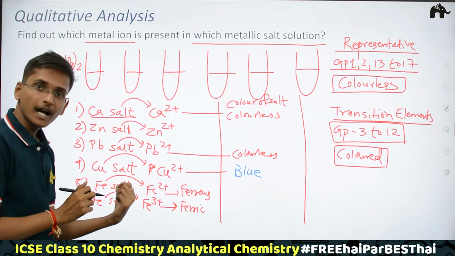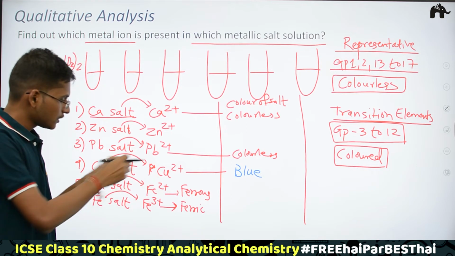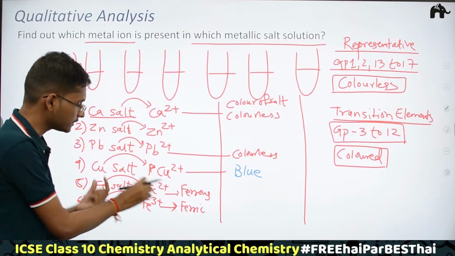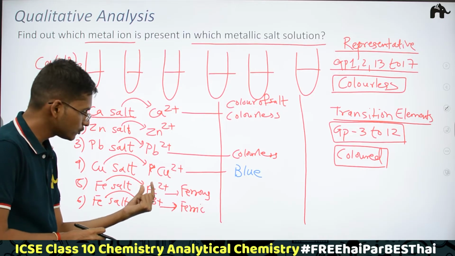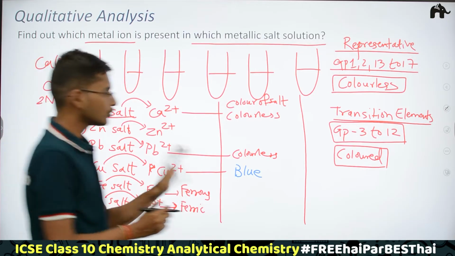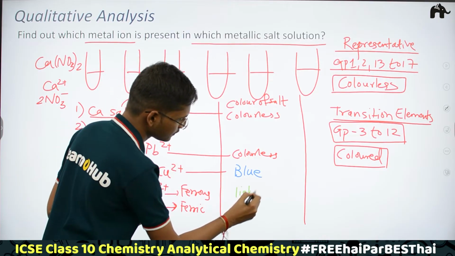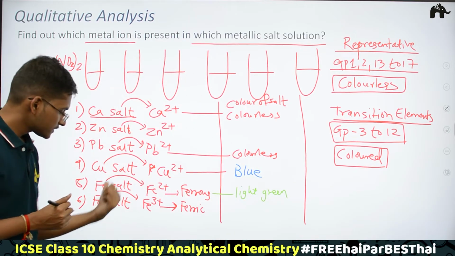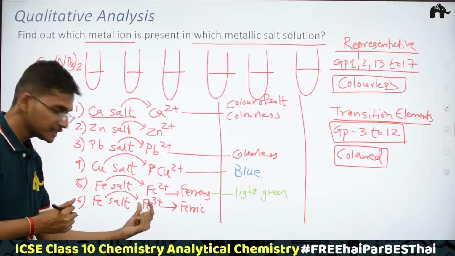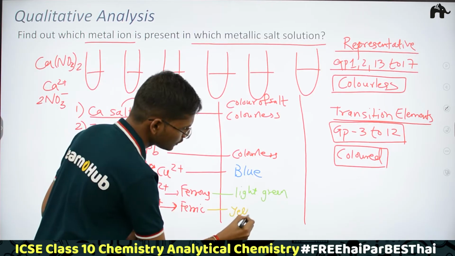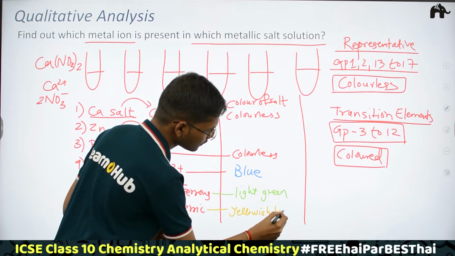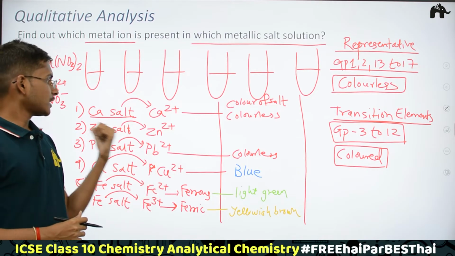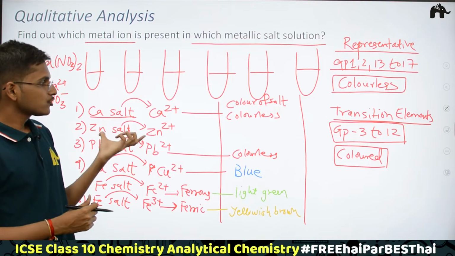Now in the same way the iron salt which has the Fe2+ ion has a light green color. Very clear. And the last one, the iron salt which has the Fe3+ ion, has a yellowish brown color.